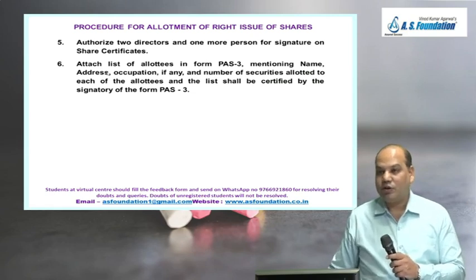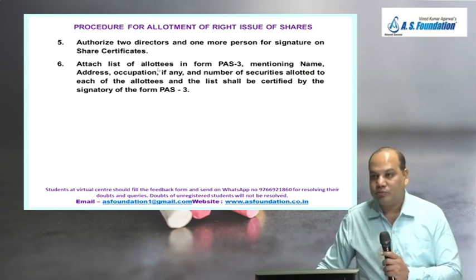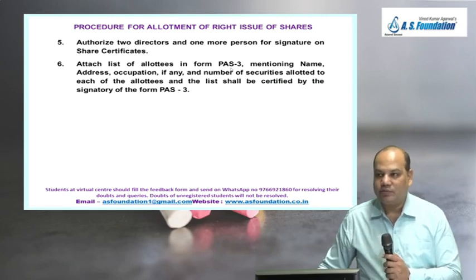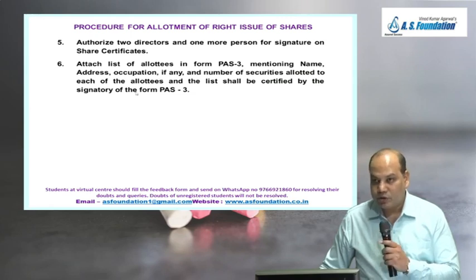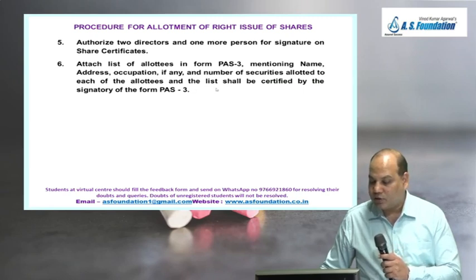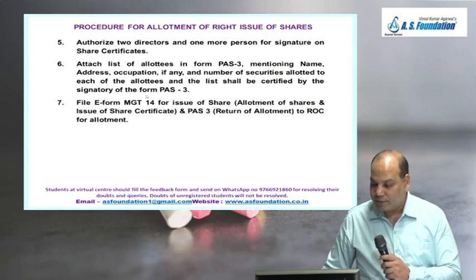Attach list of allottees. List of allottees means those to whom shares are allotted, in the form PAS3. There is a form number. You have to remember all these details, mentioning name, address, occupation if any, and number of securities allotted to each of the allottees, and the list shall be certified by the signatory of the form PAS3. So you have to submit this document.